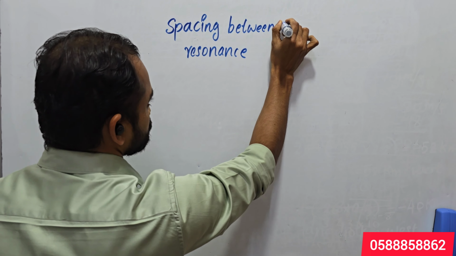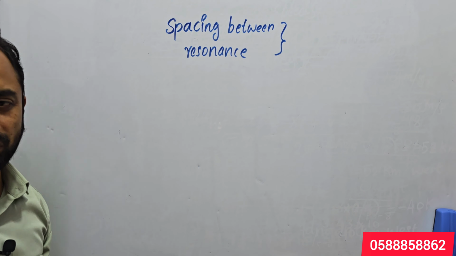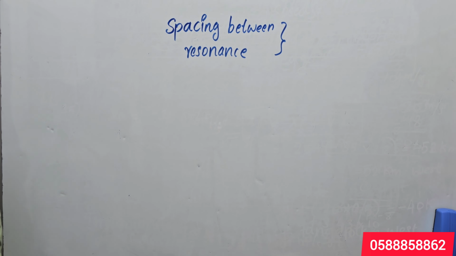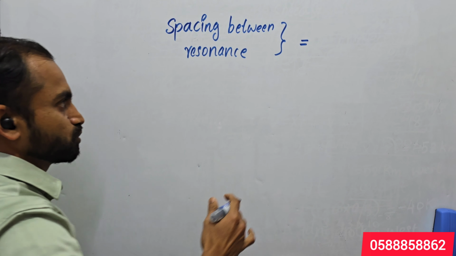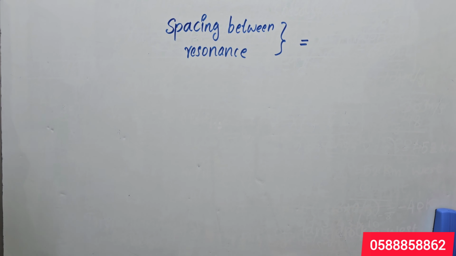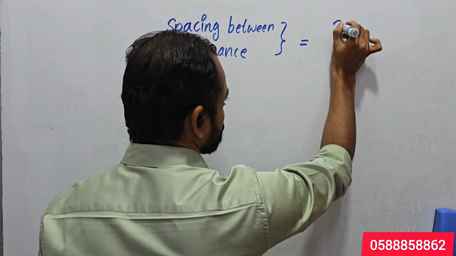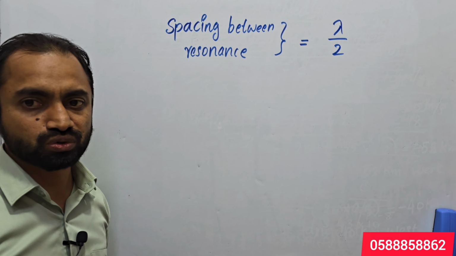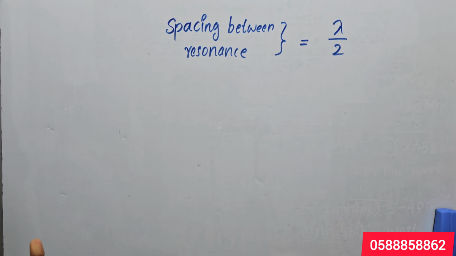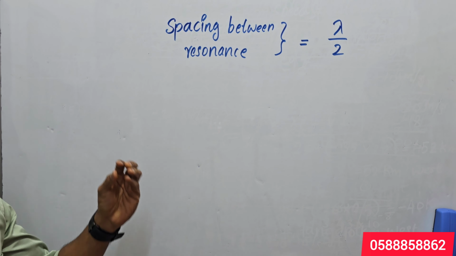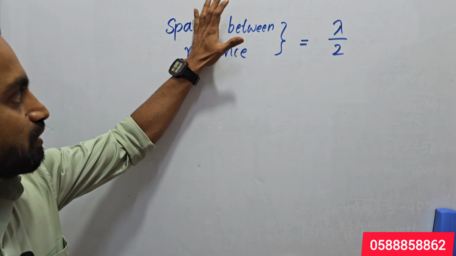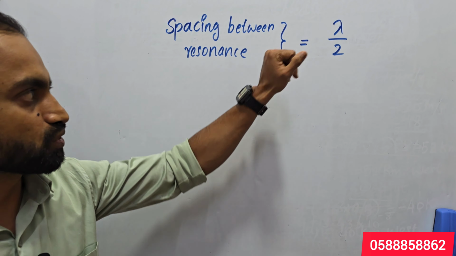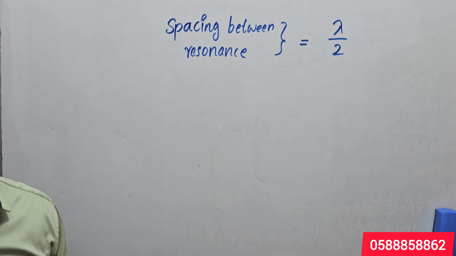So this spacing between resonance in an open pipe, closed pipe or a string, any type of musical instrument, the spacing between two successive resonance, that is equal to what? That is equal to, very good, lambda over 2, right? The spacing between two successive resonance in any type of musical instrument like open pipe, closed pipe or a string, the spacing between resonance is equal to lambda divided by 2, means half of the wavelength.